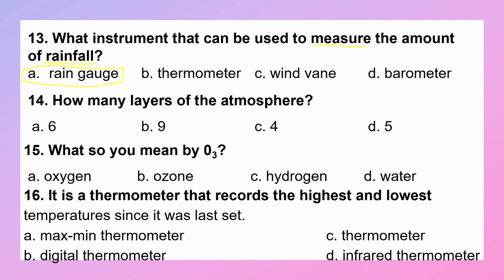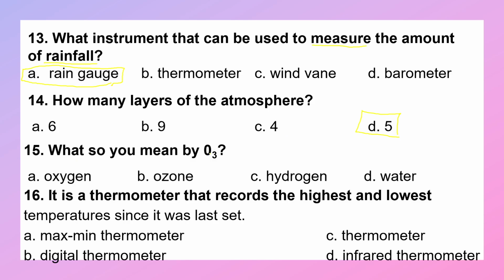Okay. Next one. How many layers of the atmosphere are there from our topic that we talk about? A. 6, B. 9, C. 4, or D. 5. Correct answer is 5. We talk about the 5 layers of the atmosphere.